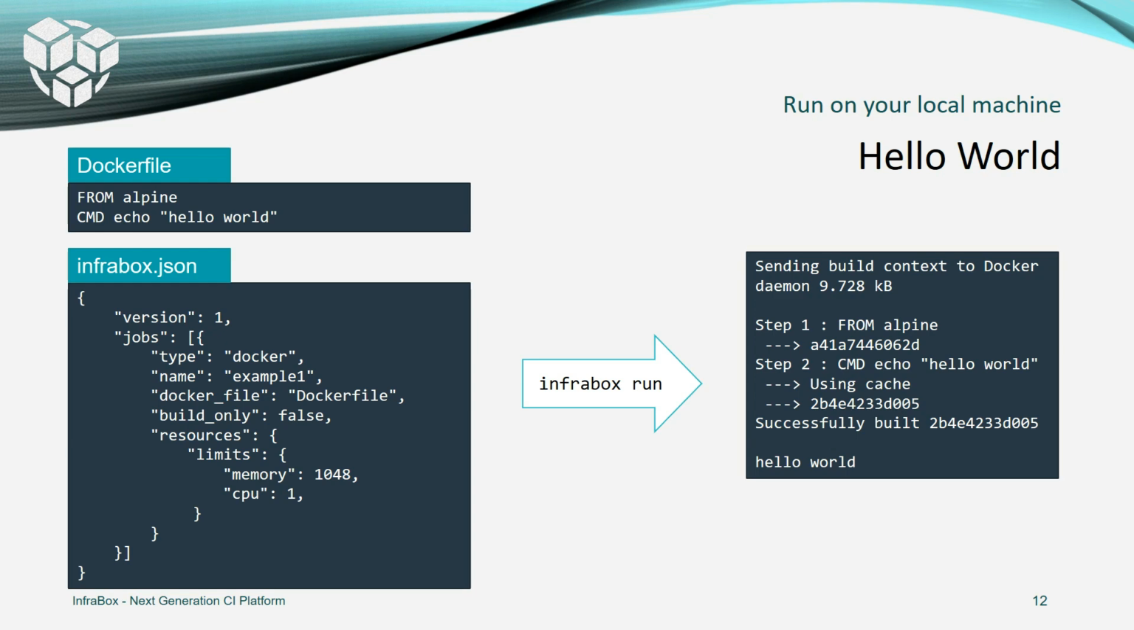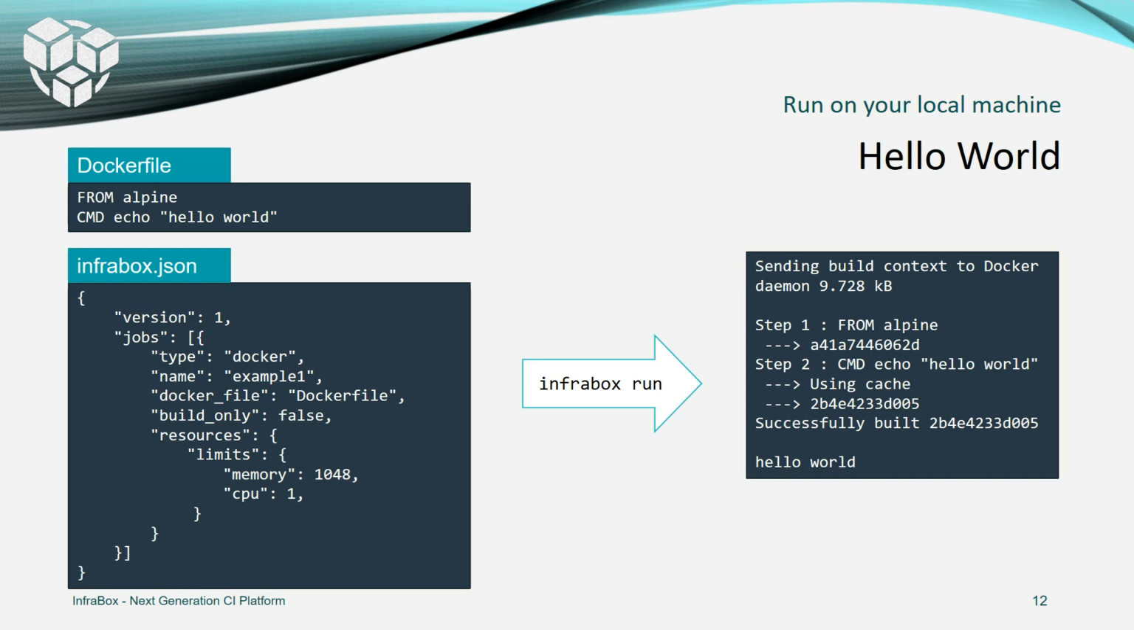For this example, we define one job. The type is Docker as we want to run a Docker container. There are also other job types like Docker Compose if you want to spin up multiple containers for your tests. We give the job the name example1 and specify the path to the Docker file. As we would like to build and also run our container, we set build only to false and set CPU and memory limits accordingly.